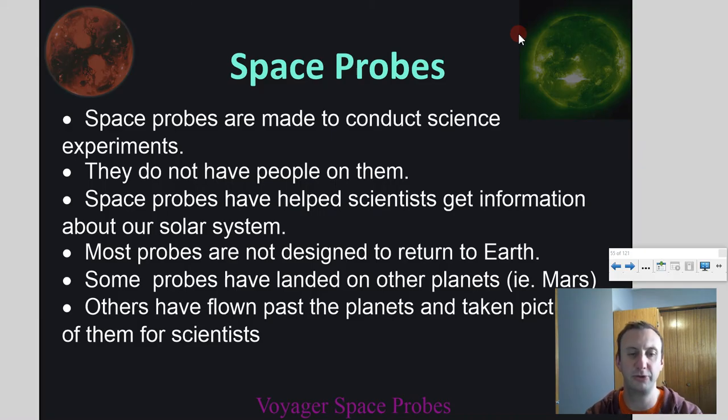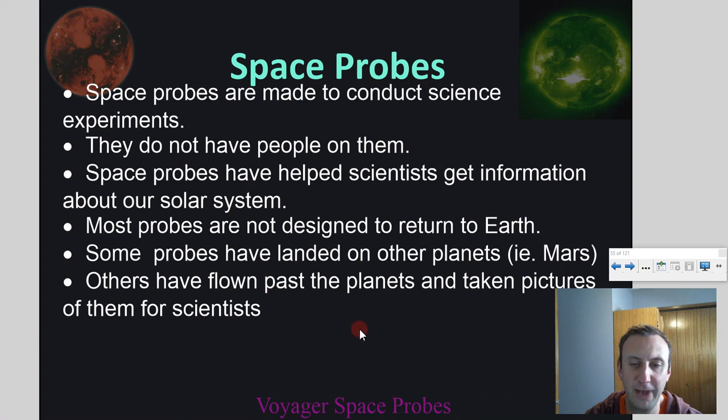We'll probably watch a video or two around that. And others have flown past the planets and taken pictures of them for scientists, which is also kind of neat. And when those probes get further and further out into space, it takes a long time for that signal to make it back to Earth. So that's space probes.